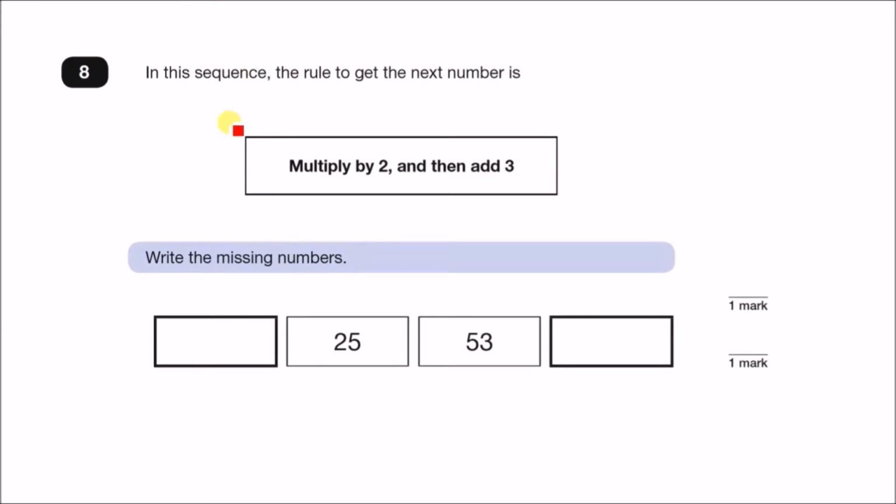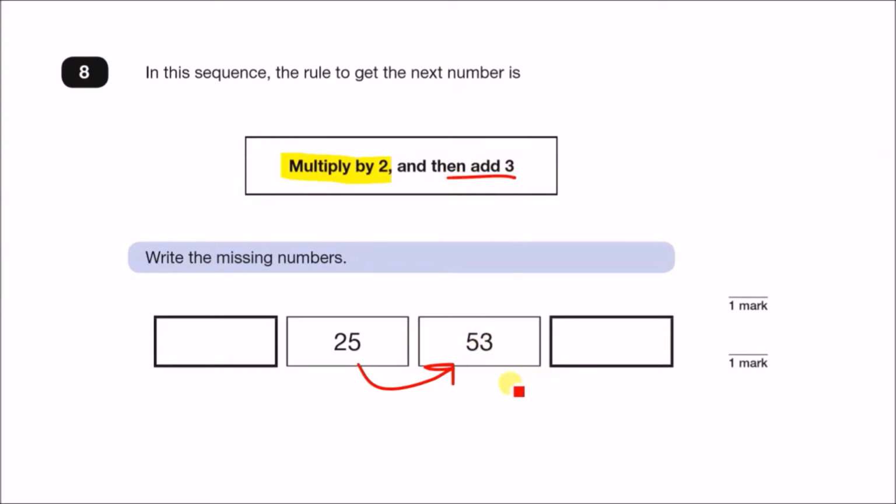Question 8. So in this sequence, guys, the rule to get the next number is by multiplying by 2, then adding 3. So write the missing numbers. Okay, so let's forget the first term for a second. How do we go from 25 to 53? Well, according to the rule, they multiplied it by 2 first to get 50. So 25 times 2 is 50. Then 50 plus 3 is 53.